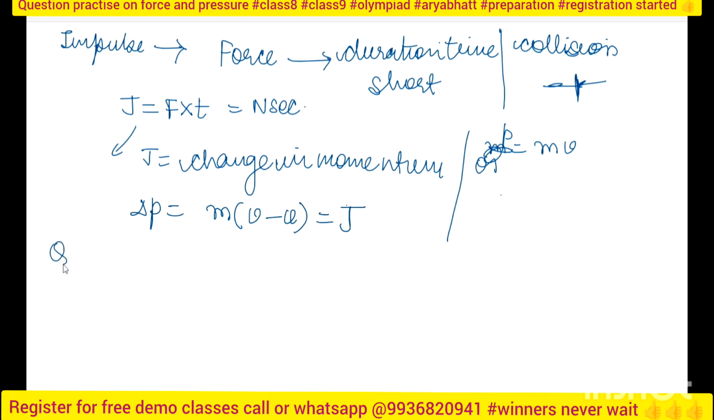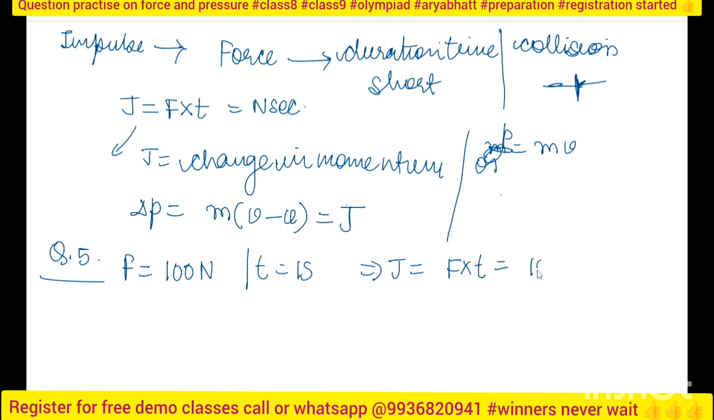Now in question number 5, they are asking about the impulse and change in momentum. They have given force is equal to 100 Newton and time duration is equal to 1 second. So this directly implies that J is equal to force into time. So it is nothing but 100 Newton into 1 second. So what will I get, beta? I will get 100 Newton second.